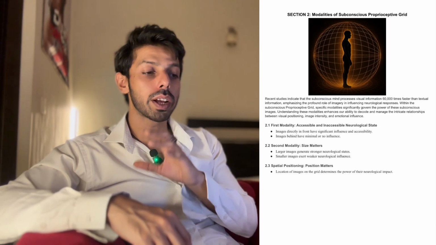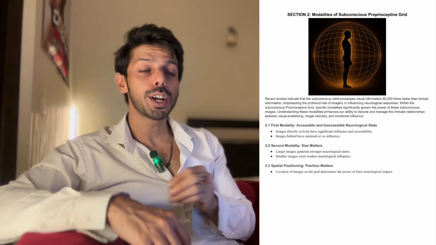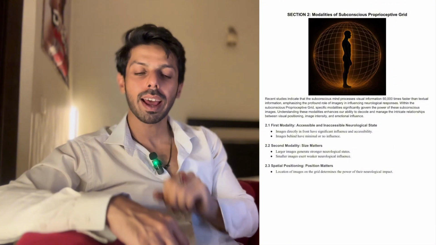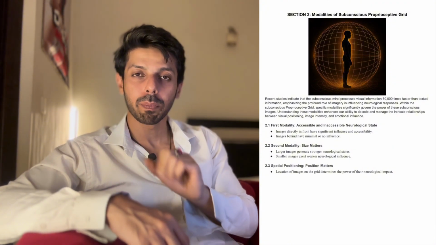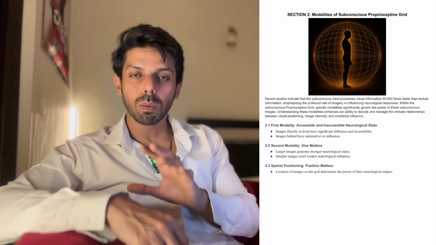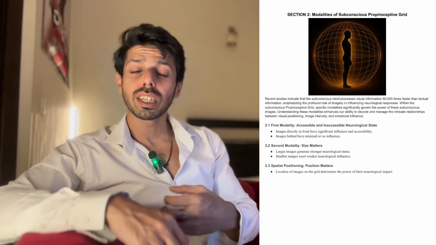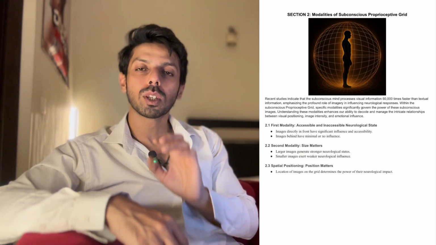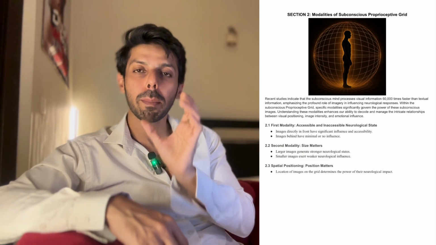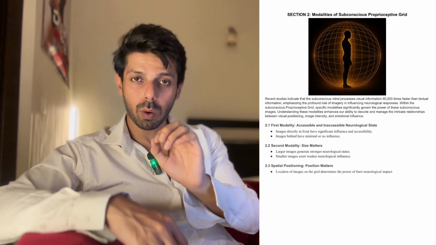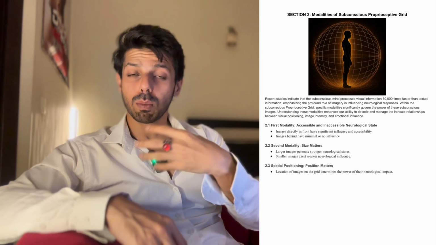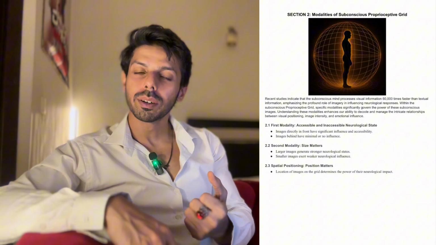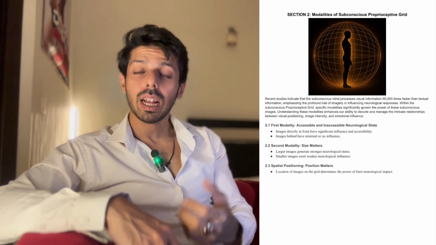Now, what do we mean by that? Location of images on the grid determines the power of their neurological impact. Now, before I explain this, how about we try it out? Once again, close your eyes and recall that particular moment once again. Now, here's something I want you to observe. As you are feeling the neurological state, that feeling that you felt within this particular moment, I want you to visualize that this particular memory is moving further away from you. And observe the feeling inside your body. Is it getting weaker or is it getting stronger? How does it make you feel?